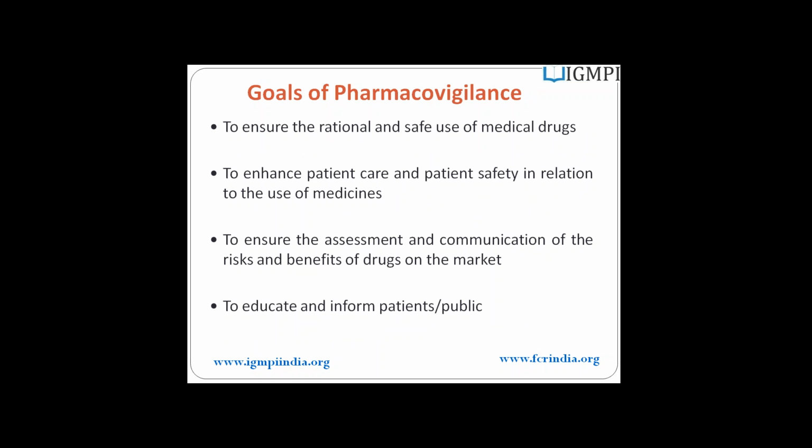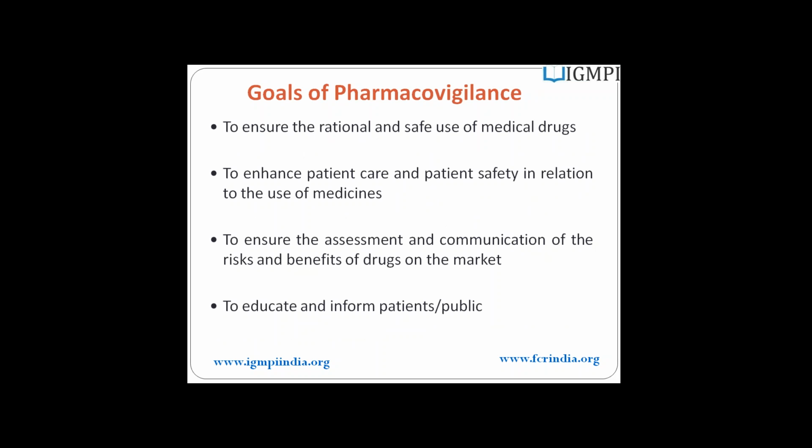Now, what are the goals of pharmacovigilance? There should be some specific goals. The first goal is to ensure the rational and safe use of medicines. Here the key terms are rational and safe. It's not only the safety of the drug that is taken into account; the rationality behind the administration of a particular drug is also considered.